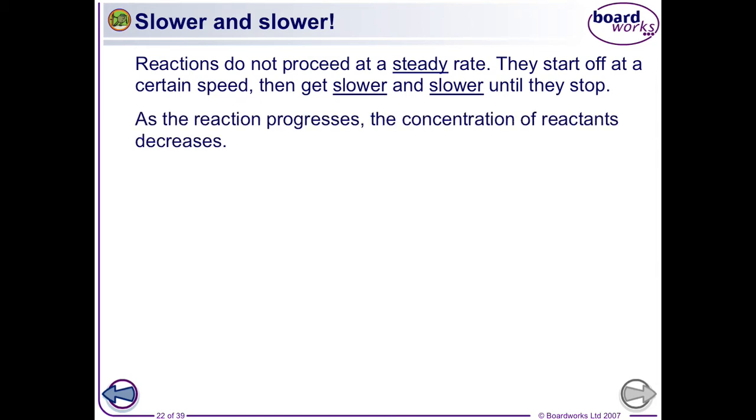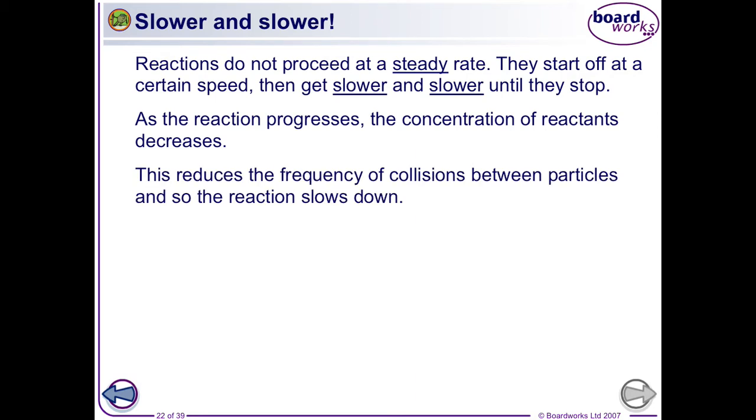Now, as the reaction progresses, the concentration of the reactants is going to decrease, which means, as your substances are colliding with one another, you're no longer going to have reactants, you're going to have more product. This reduces the frequency of collisions between the particles, and so the reaction slows down. If you don't have anything to bump into each other, then it's going to stop the collision because you're having more of the product.